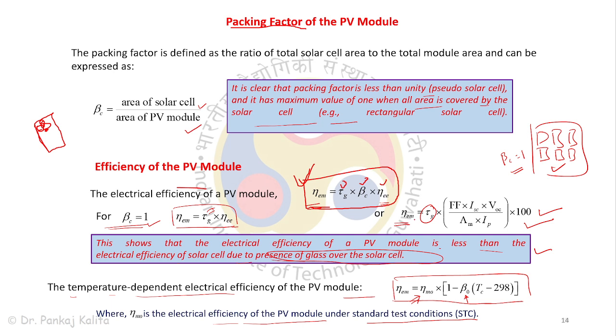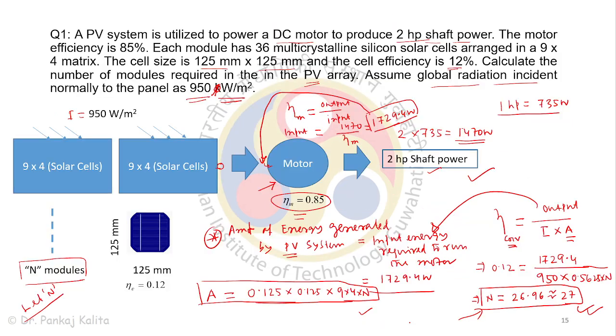Now the temperature dependence is also explained similar to the formula that we have seen earlier: 1 minus beta naught, Tc minus 298. Beta naught is at STC condition. So this is the formula. Now the numerical.